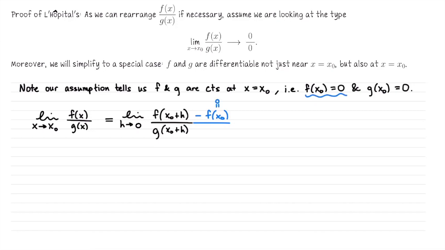So I'm not actually changing my numerator when I do that. Likewise, in the denominator, let's subtract off g of x naught. So I have a difference in f divided by a difference in g. Let's flip back to Cauchy's mean value theorem for a second.